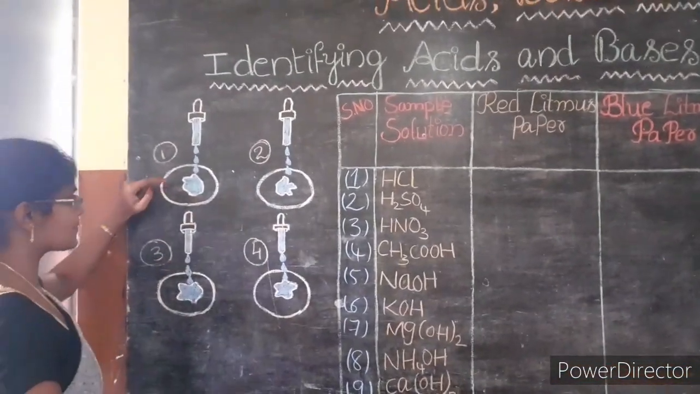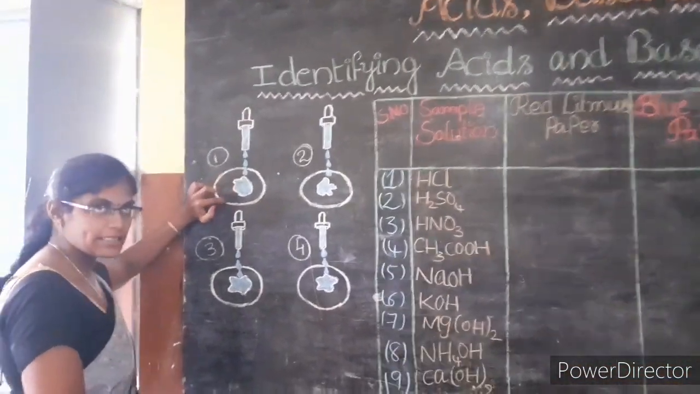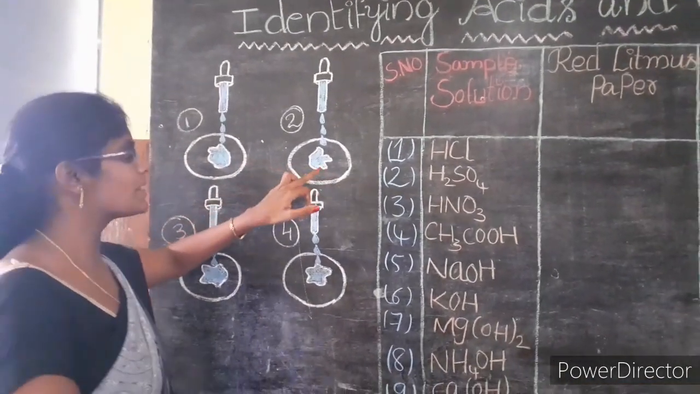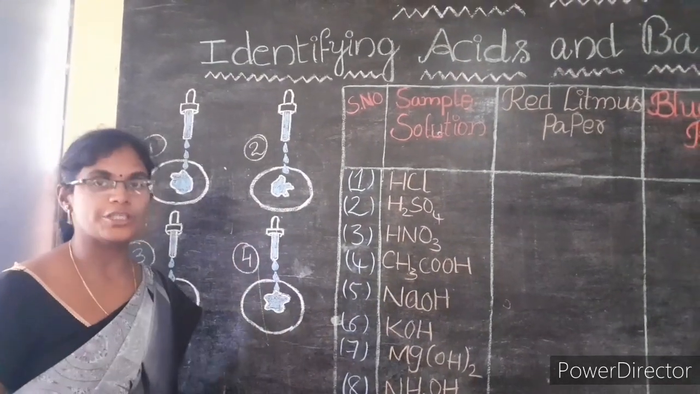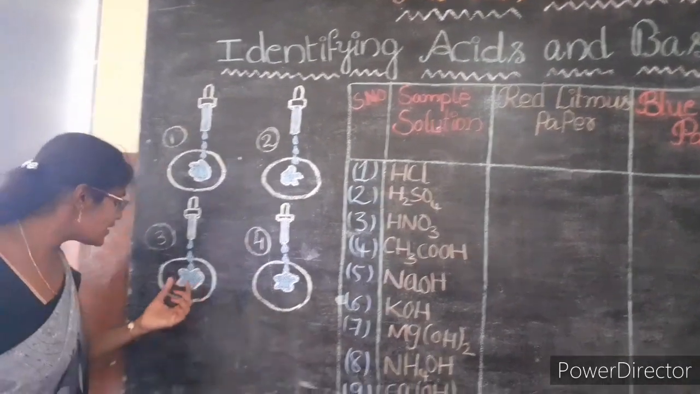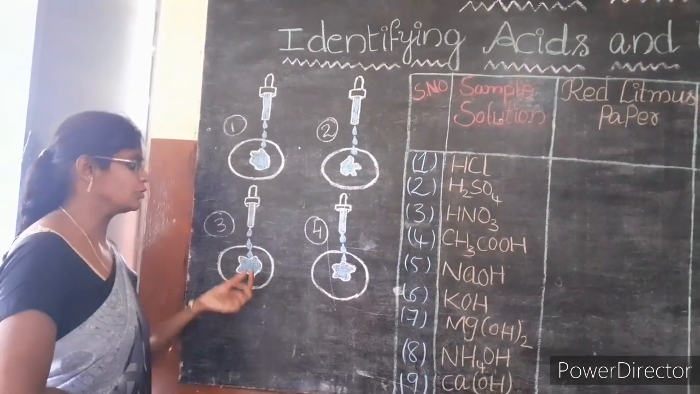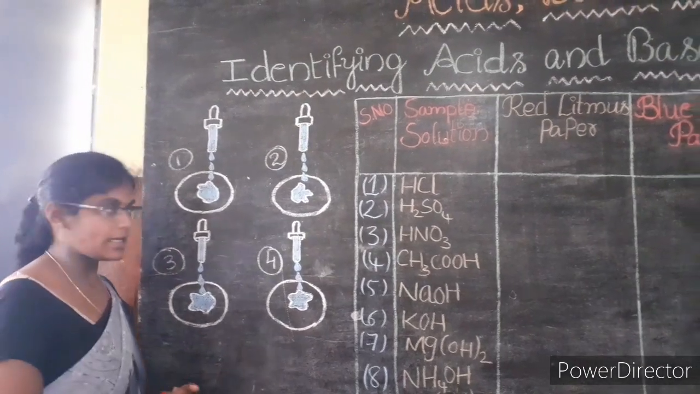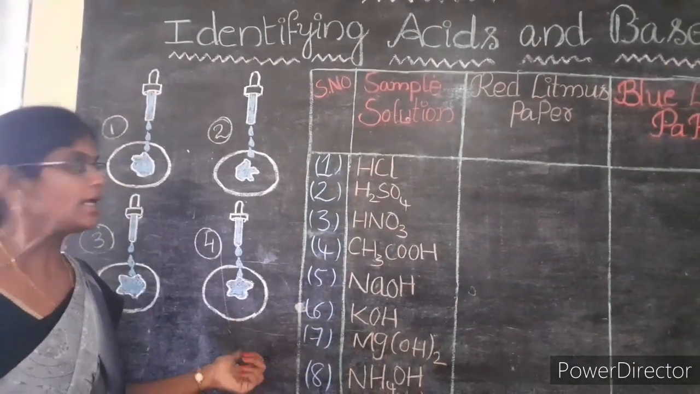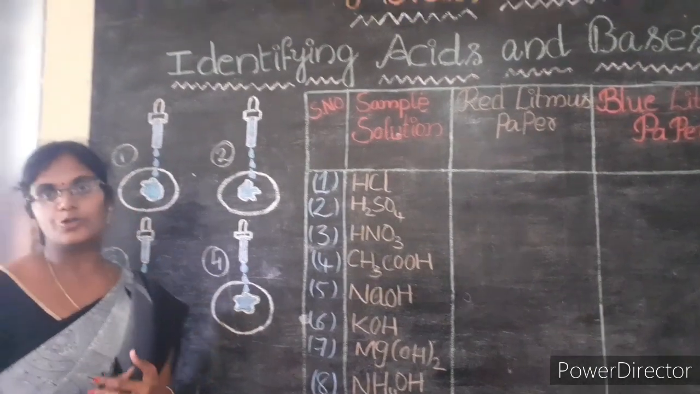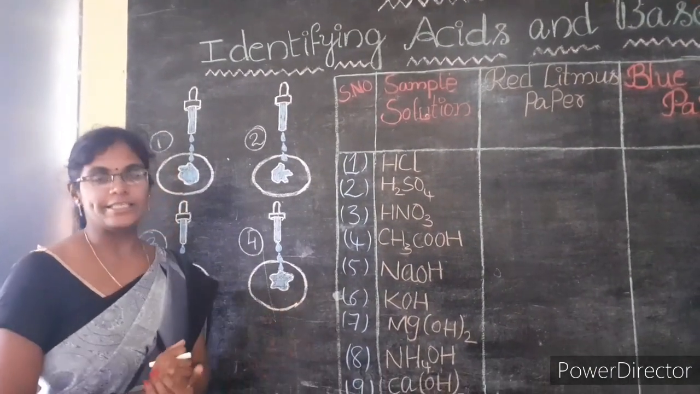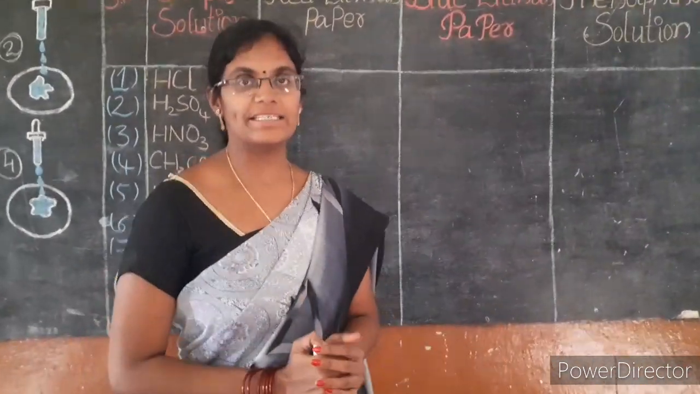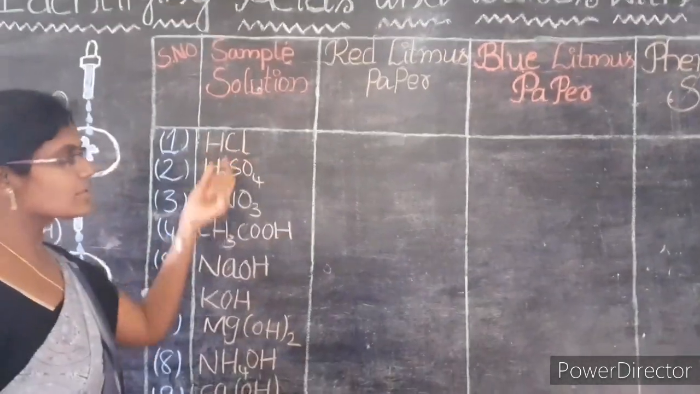Now take a red litmus paper and place it on the HCl solution and observe the change of color. Next take the blue litmus paper and place it on the HCl solution and observe the color change. Similarly, add a few drops of phenolphthalein solution to the third watch glass and observe the color changes. Next, add methyl orange solution to HCl solution and observe the color changes. We already know how the indicators change their color with acids. Here HCl is also an acid.